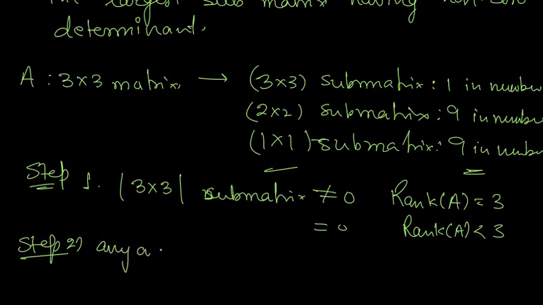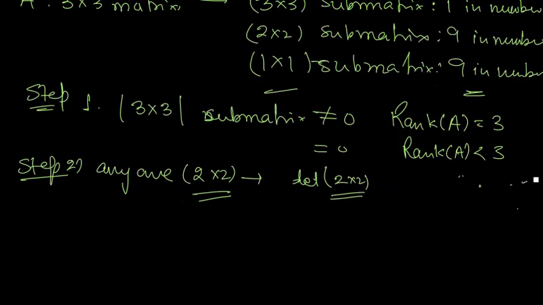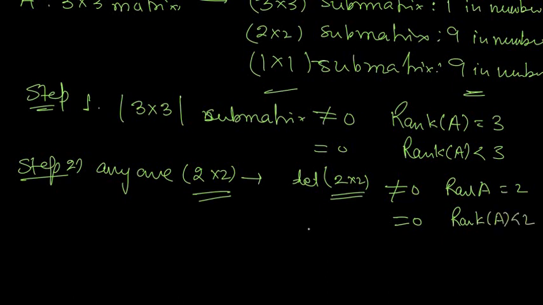Choose any one 2 cross 2 submatrix and find the determinant of this 2 cross 2 matrix. So let me clear. If the determinant of the 2 cross 2 submatrix is not equal to 0, then the rank of A is equal to 2. If this is equal to 0, then the rank of A must be less than 2.